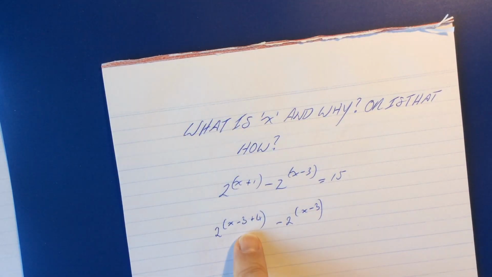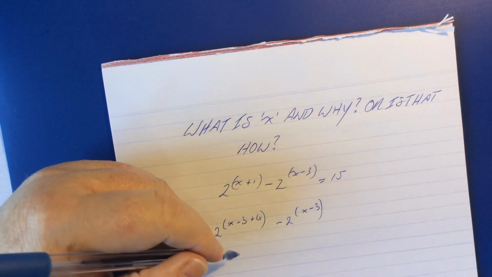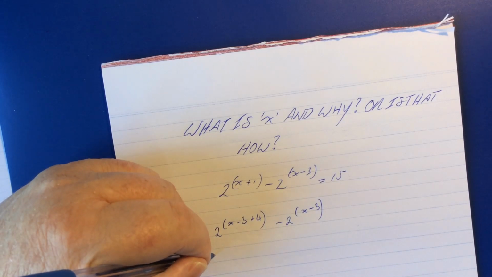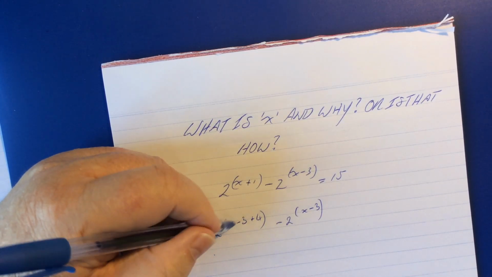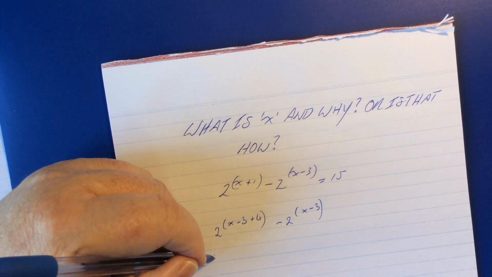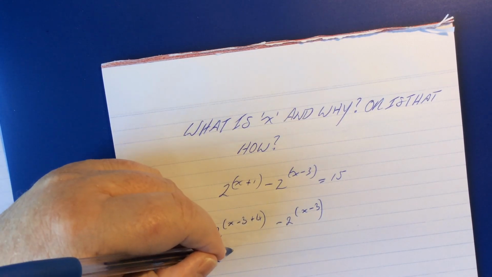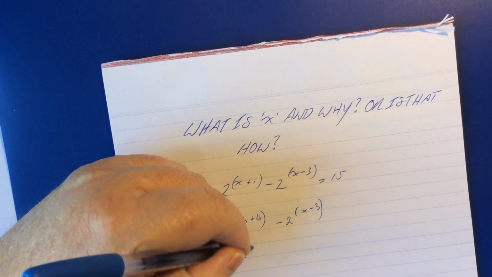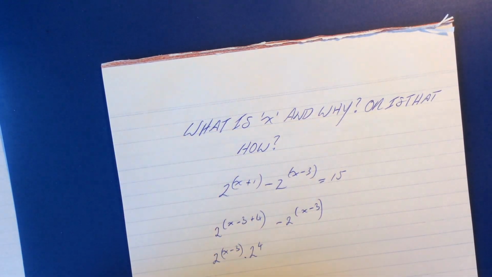So you can see the part that I've written slightly differently. Negative 3 plus 4 is equal to 1. This is just a different way of expressing the number 1. But we're going to put it to good use. What that means is that I can extract part of this, which I will do, 2 to the power of x minus 3 times 2 to the power of 4.